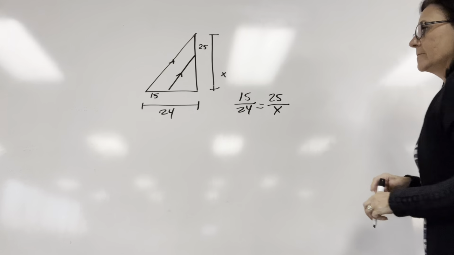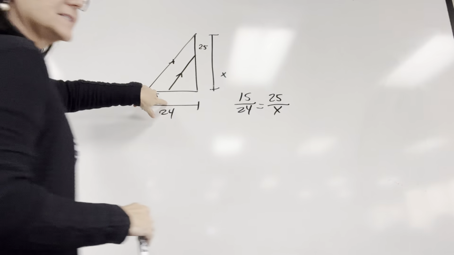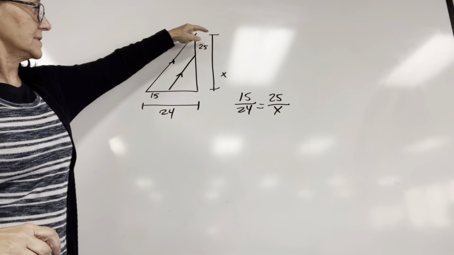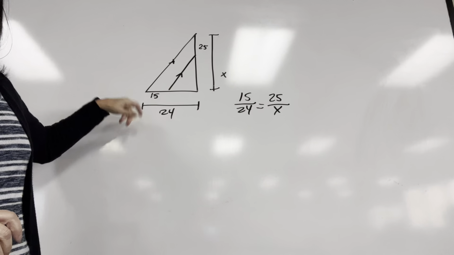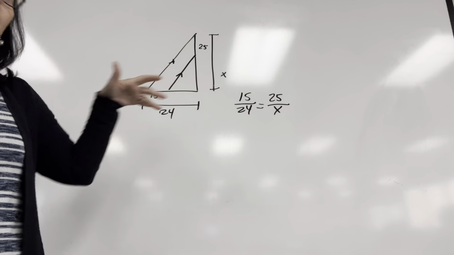How do we know that? Because 15 is the piece, 25 is the piece, x is the whole, 24 is the whole. Does that make sense? They have to be corresponding.